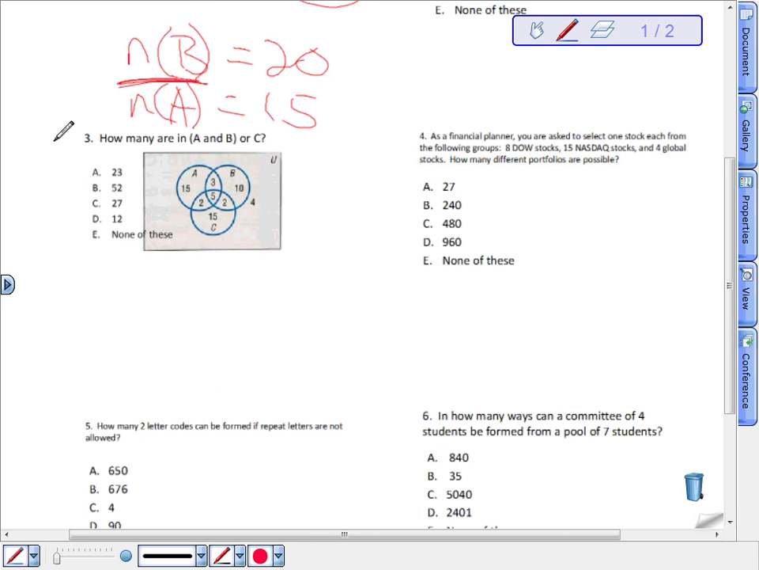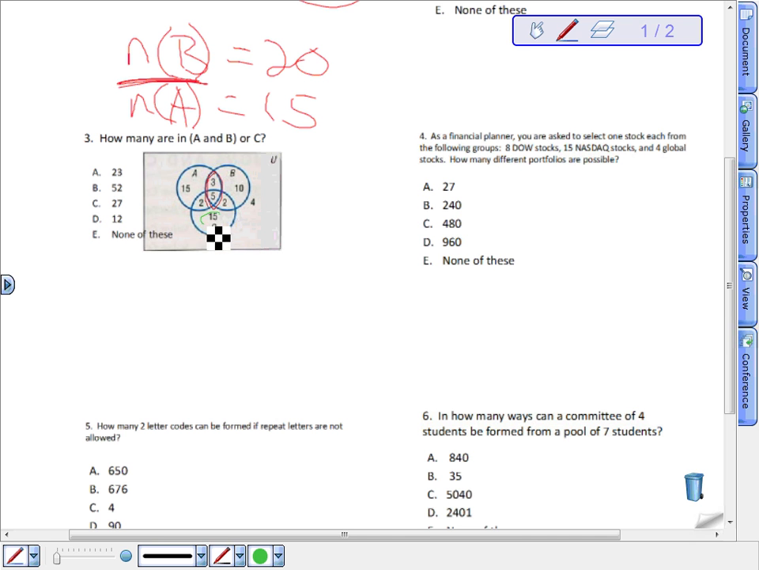Number 3, how many are in A and B or C? So they first have to be in A and B. The ones that are in A and B are in this little football region right in there. So all of those work no matter what. So I have those 8 people, or they could be in C.